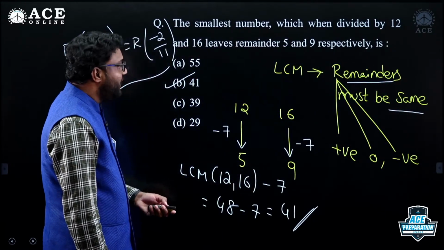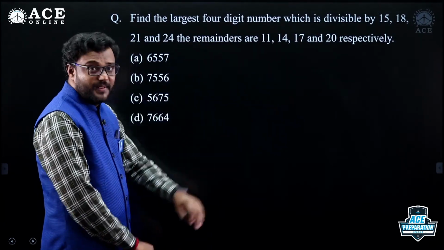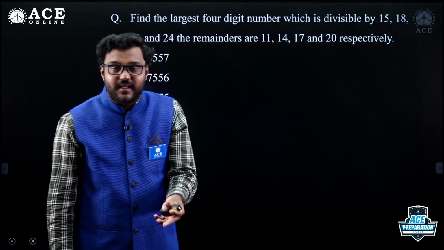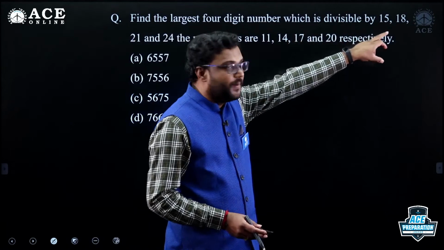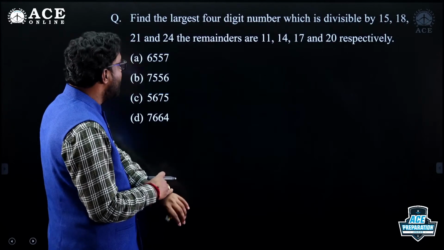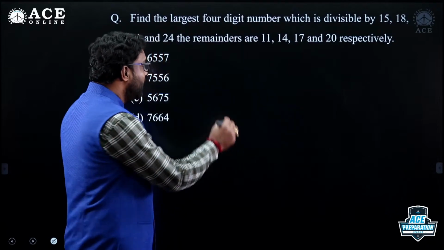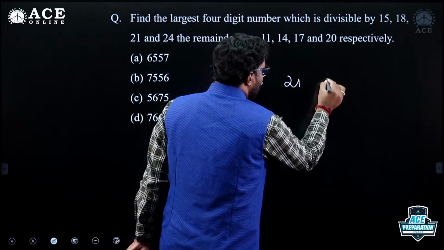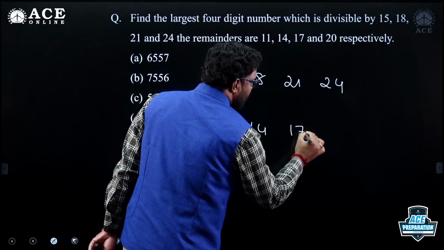Now see the next question, my dear friends. In a similar one, here also they have given the largest 4-digit number. Find the largest 4-digit number. Sir, smallest means LCM, largest means HCF? No, not like that. It is divisible by a group: you have a group of numbers 15, 18, 21 and 24, but the remainders are 11, 14, 17 and 20. So when you divide by 15, 18, 21 and 24, the remainders are 11, 14, 17 and 20.